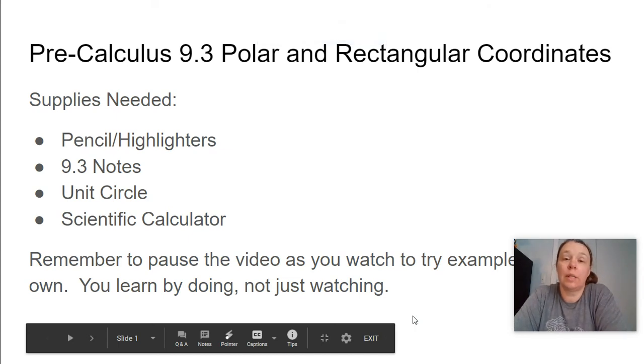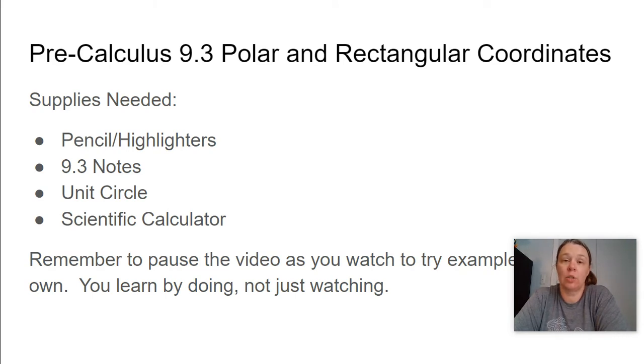Hello, pre-calculus students. Today we're going to talk about section 9.3, which is polar and rectangular coordinates. So we're going to be talking about switching between those two different forms today. You'll need pencils, highlighters, your notes, a unit circle, and a calculator.